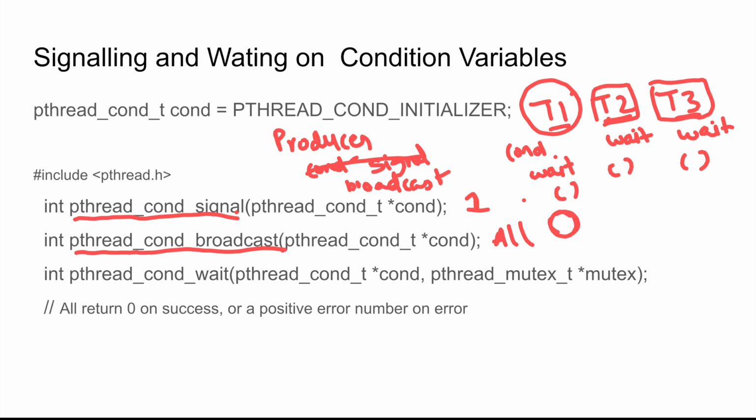Condition signal can be more efficient as compared to condition broadcast if all the threads are designed to do the same work, because in broadcast all the threads wake one by one, but one of the threads would have already done the work and there would be nothing left for the other threads to do. Condition signal and condition wait return 0 on success and a positive error number in case of an error, just like all other pthread calls that we have discussed until now.